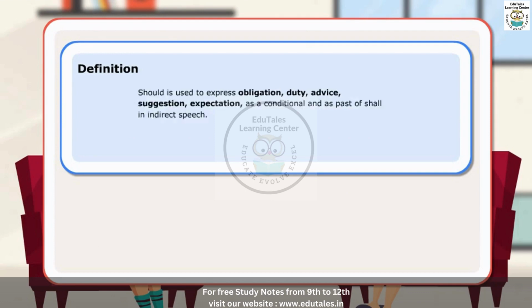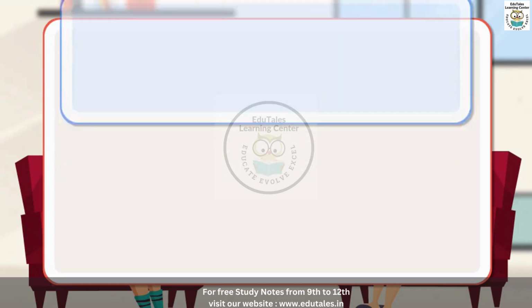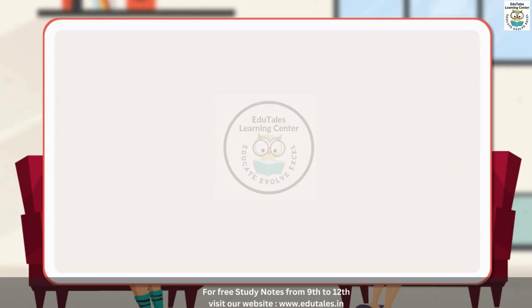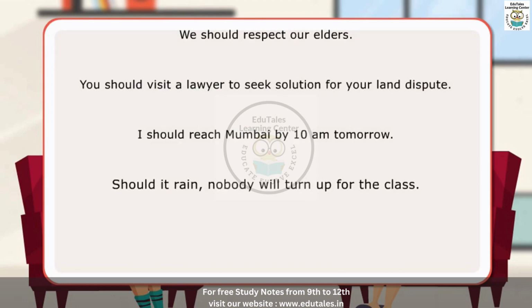Definition: should is used to express obligation, duty, advice, suggestion, expectation, as a conditional and as part of shall in indirect speech. Let us look at a few sentences. We should respect our elders. You should visit a lawyer to seek a solution for your land dispute. I should reach Mumbai by 10 a.m. tomorrow. Should it rain, nobody will turn up for the class.